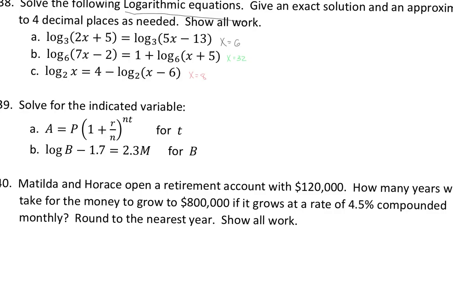There we go. Now moving on to problem 39, we have to do a little bit of algebra. We want to solve for the indicated variable, right? So something that we can notice for part A is that we want to figure out what t is. So I'm going to write that over here. We have A is equal to P times 1 plus r over n to the nt.